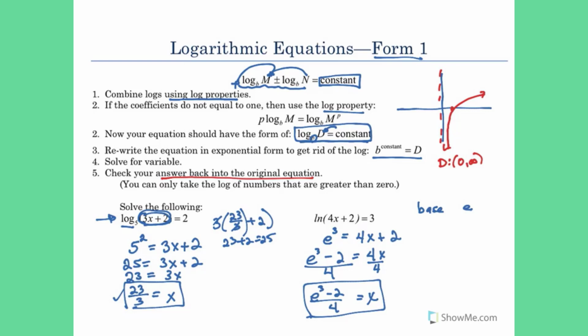Now again, we need to check our answer in that expression, making sure that it's greater than 0. So I have 4 times e cubed minus 2 divided by 4, plus 2. So we have e cubed minus 2 plus 2, and we have e cubed. Now e is almost 3. It's positive, and that's all we're looking for, making sure that our values are greater than 0.